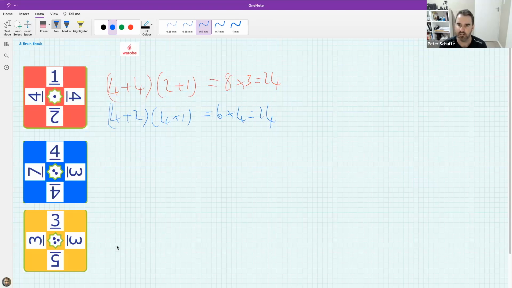Okay. Caitlin has said for the yellow, 3 times 5 plus 3 times 3, which would be 15 plus 9, which is 24. Yeah, I agree with you. I think you've got that one. Are there any other ways to do the yellow or the blue? Sonic has said, yep, Sonic agrees. 3 times 3 plus 3 times 5.